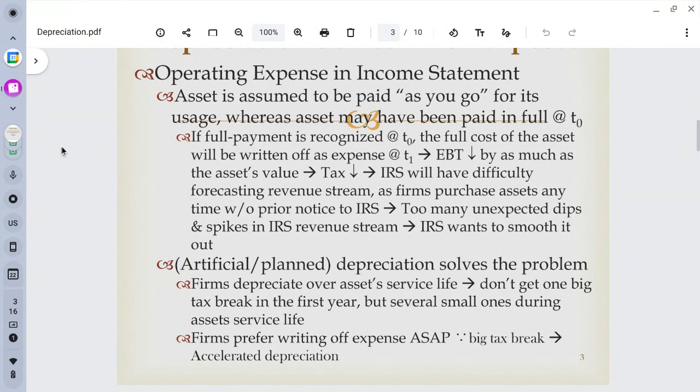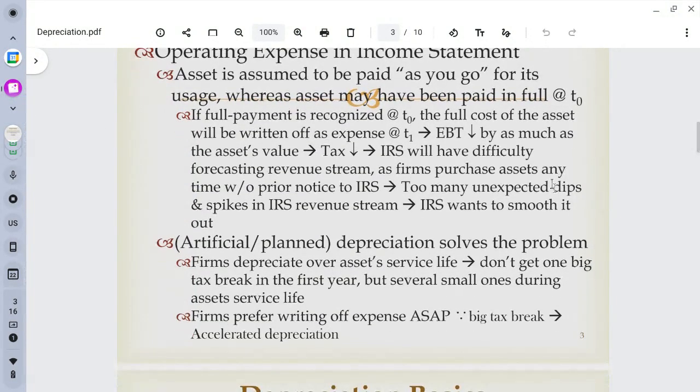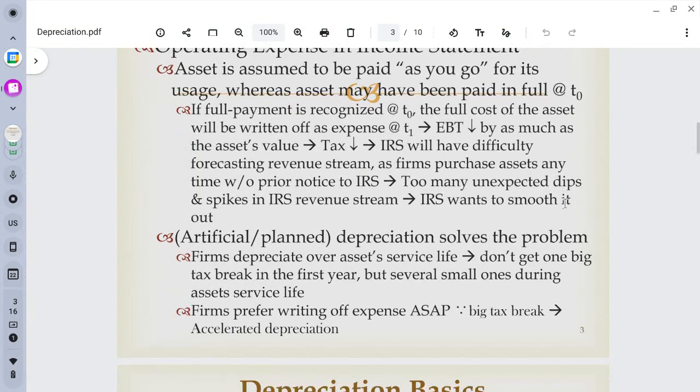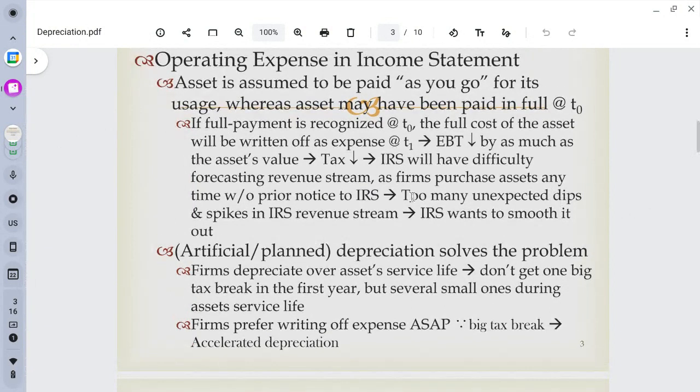This is a free market economy. Anybody can buy anything at the time of their own choosing. So then it makes the job of the IRS very difficult. Too many unexpected dips and spikes in the IRS revenue stream. Think about it, without the IRS knowing.